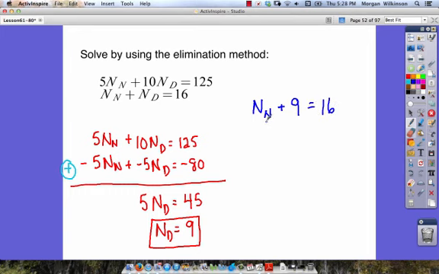So how many nickels do we have? Well, 16 minus 9 gives us 7. So the number of nickels must be equal to 7. And we've got our final answer.